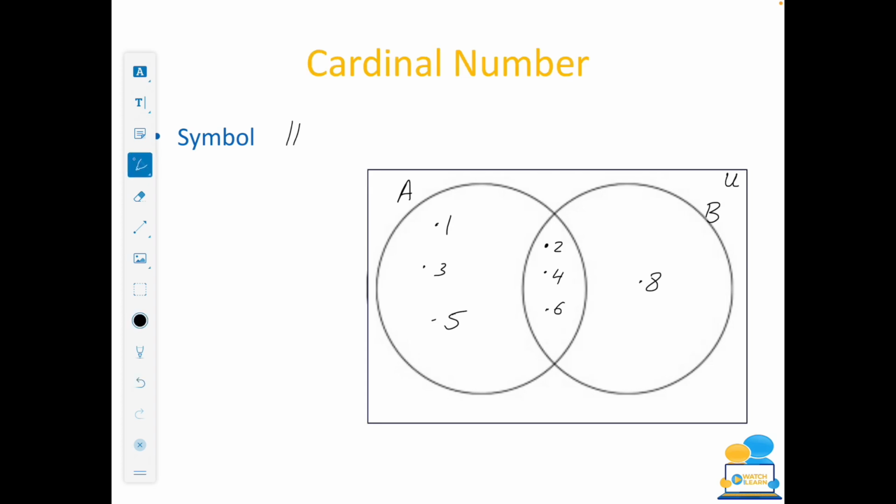Cardinal number has the symbol of a hashtag. If we want to know the cardinal number of set A, what that means is how many elements are in set A. If we look at set A, it has 1, 2, 3, 4, 5, 6 elements. So the cardinal number of set A is 6. We don't put the curly brackets around this because it's not actually a set, it's just a number. We could also be asked for the cardinal number of A intersection B, which is 1, 2, 3, so our answer would be 3.